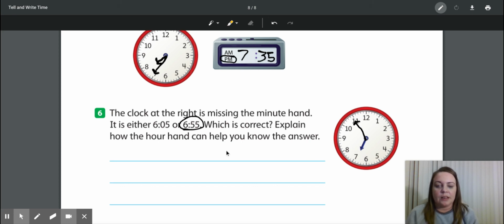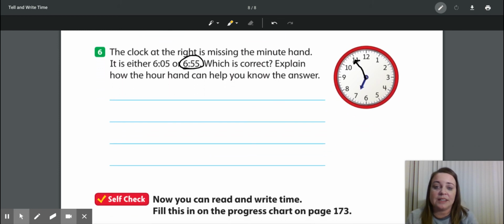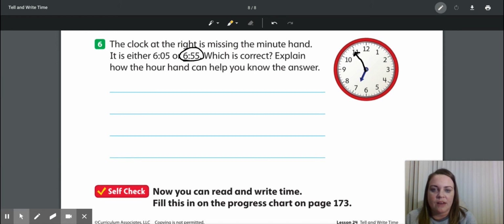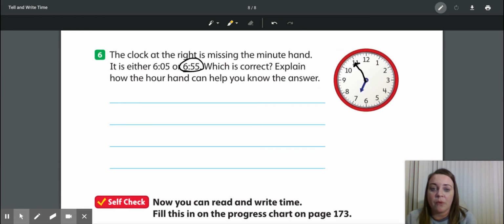Explain how the hour hand can help you know the answer. Whichever number the hour hand is closer to, that's going to tell you the hour. So if it's closer to the 7, then it's going to be closer to 7 o'clock. If it's closer to the 6, it's going to be closer to 6 o'clock. So wherever the hour hand is pointing, that's going to help you tell what the hour is. That's how the hour hand helps you. You can go ahead and write that in. You don't have to write exactly what I said. If you have a better way of saying it, you're more than welcome to write that.